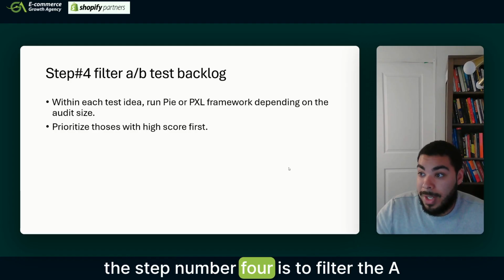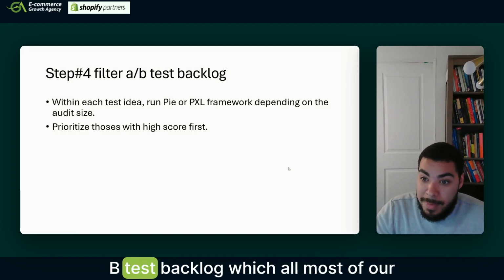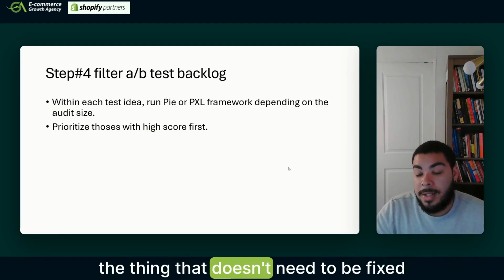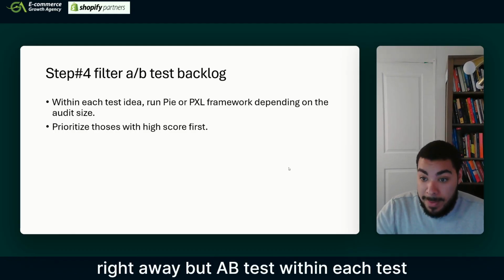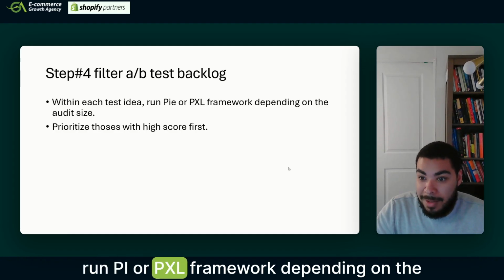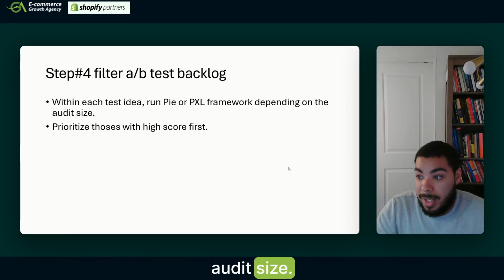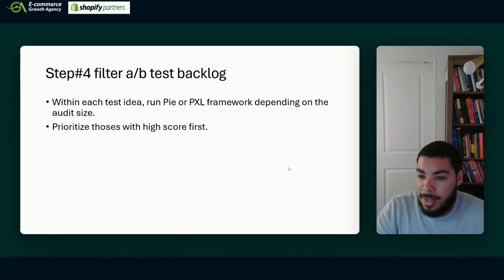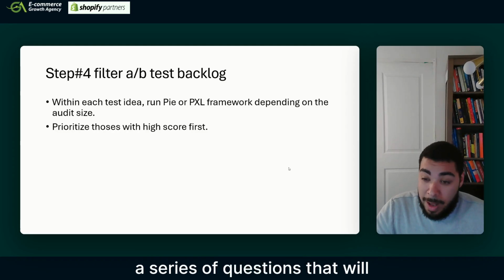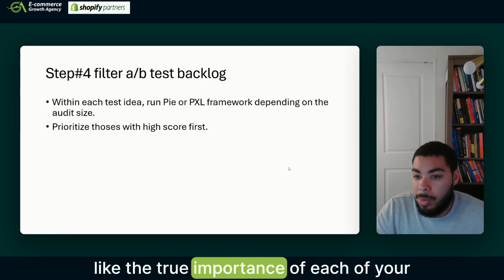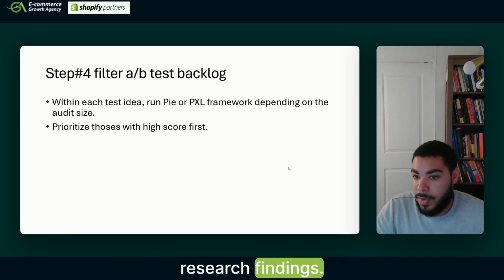Once the tests have been created, step number 4 is to filter the A/B test backlog, which most of our tests would be in. These are the things that don't need to be fixed right away, but should be A/B tested. Within each test idea, run a PIE or PXL framework, depending on the audit size. If you don't know what a PIE or PXL framework is, it's basically a series of questions that will tell you the true importance of each of your research findings.